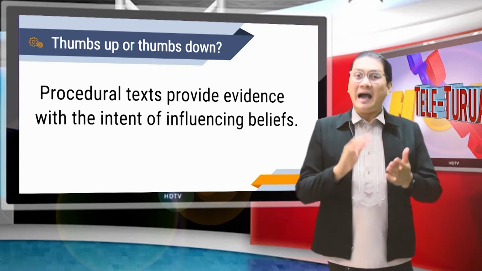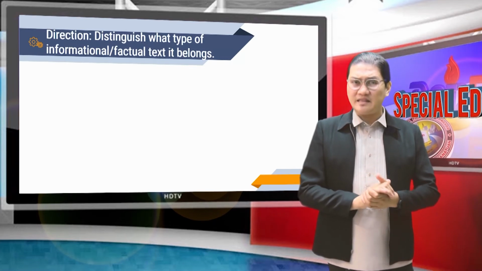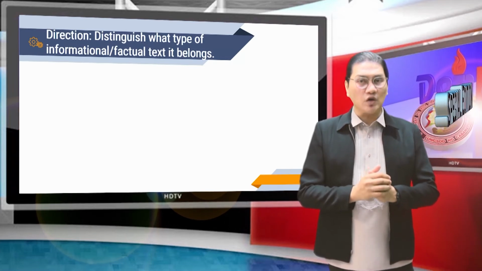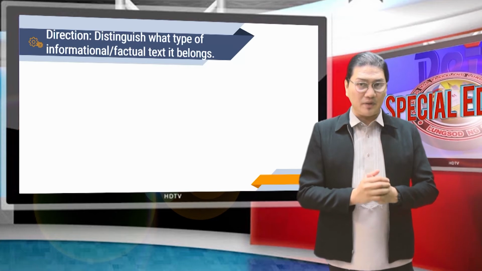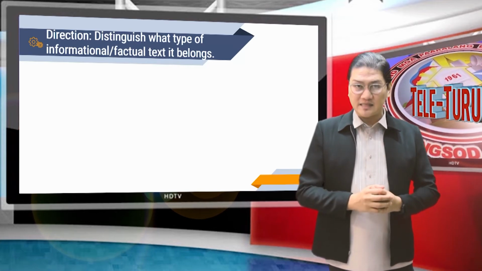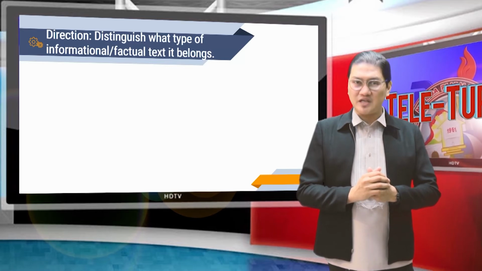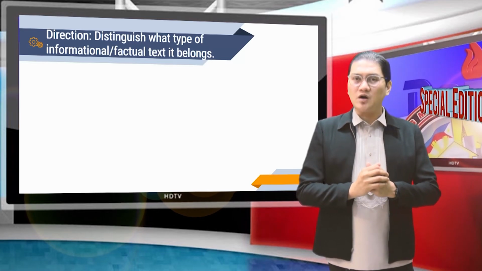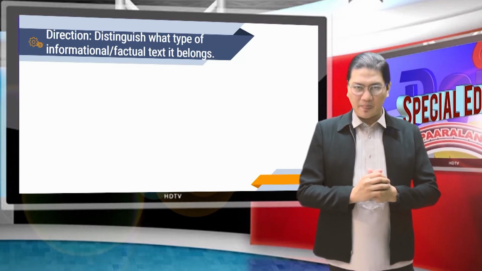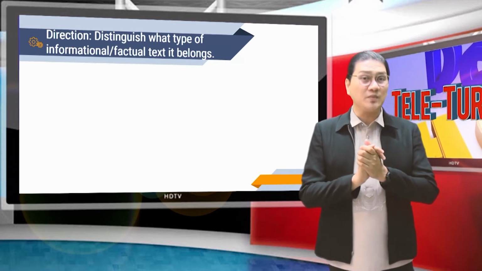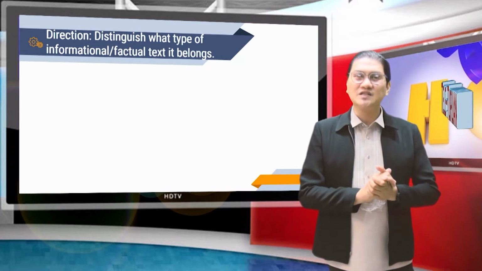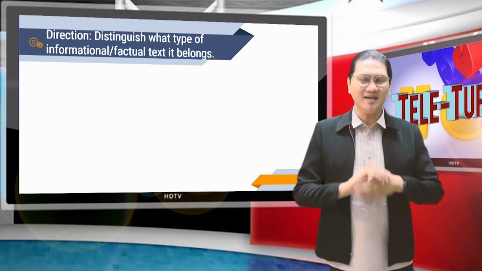Game. At this point, you will identify whether the given short selection is an example of expository text, procedural text, literary nonfiction, or argument or persuasion text. Prepare your flashcards with you and write your answers in it. Ready?